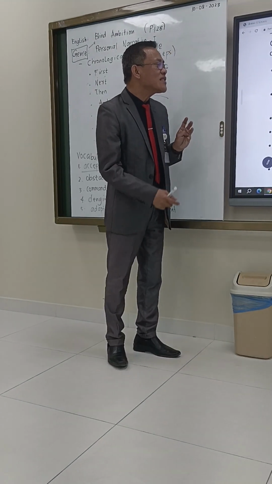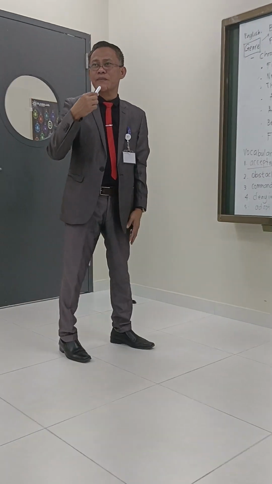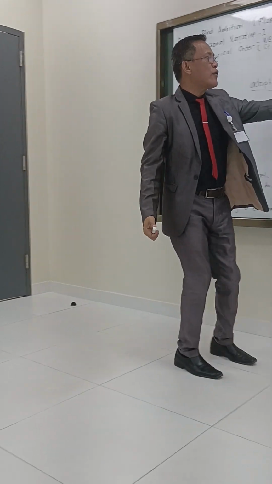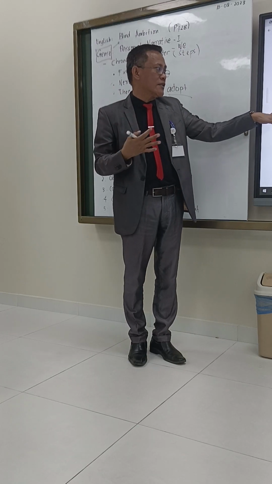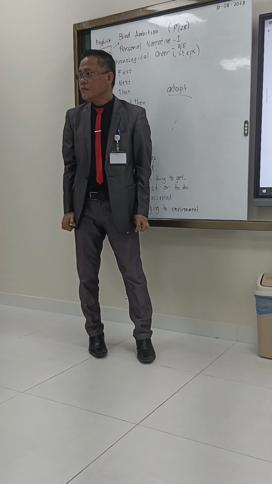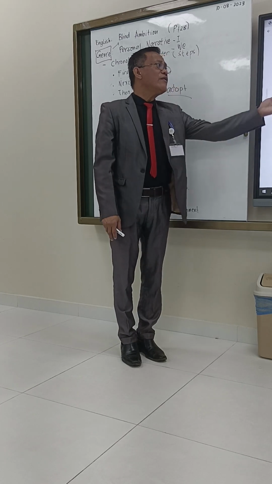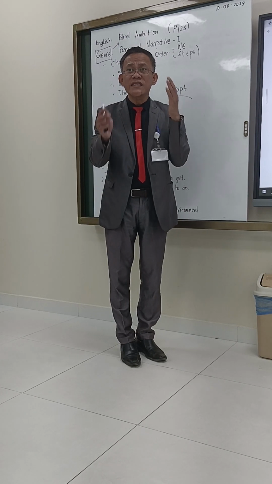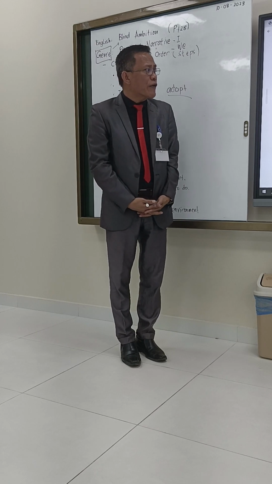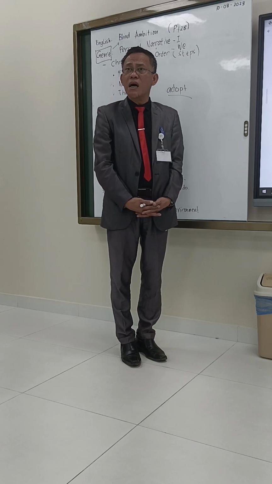Next, Danny, name someone you admire. What obstacles did that person face in his or her life, and then explain. No, you have to explain this. You tell me first who the person you admire is. Yusuf? Who's Yusuf? Your friend. You admire him because?